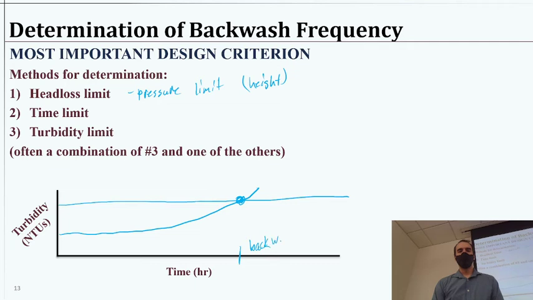So when we talk about a cycle time, what we're talking about is that we start it, and there's usually going to be a few minutes of ripening. I'll draw out a better diagram in a moment. We'll have that ripening, then we'll have production of water up until we can't produce anymore. We hit a time limit, we hit the turbidity limit, something like that. Then we backwash and go through the cycle again. Okay.